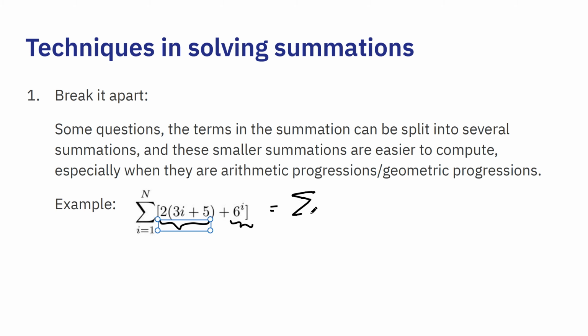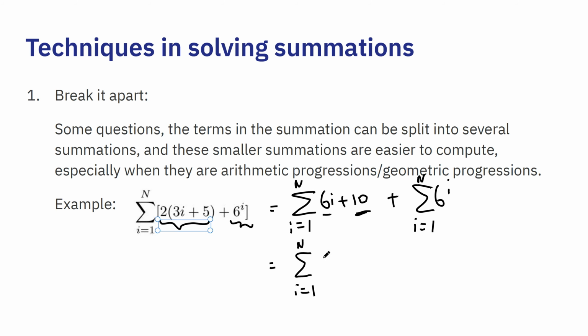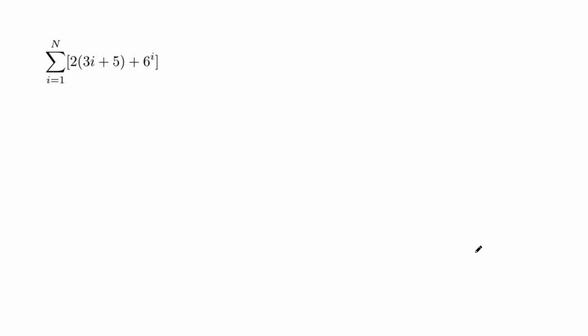So we can write it equal to this, and 2 times 3i plus 5 would be 6i plus 10, plus the summation of 6 to the power of i. And now again, we can split this into 6i and 10. So it becomes a summation of 6i, which is 6 times the summation of i, plus the summation of 10 from 1 all the way to n, plus the summation of 6 to the power of i.